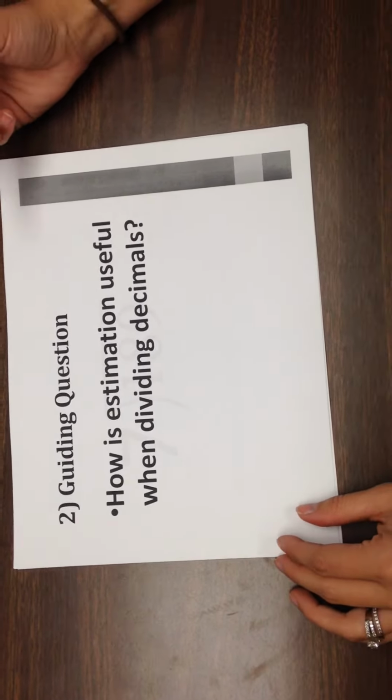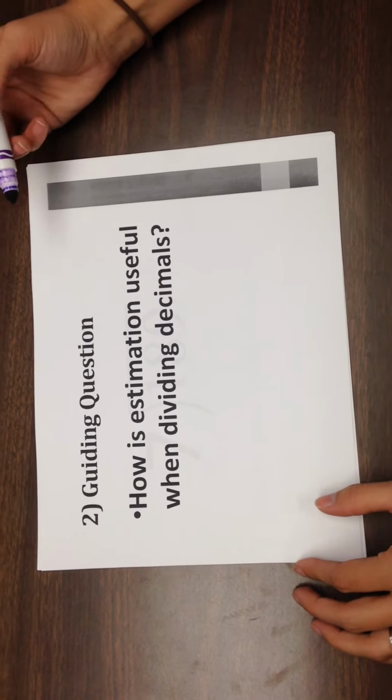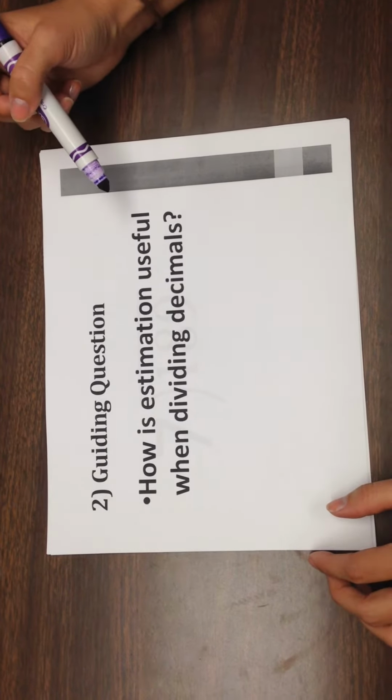Our guiding question is, how is estimation useful when dividing decimals? In number 2 in your interactive journal, write this question and leave 3 spaces.